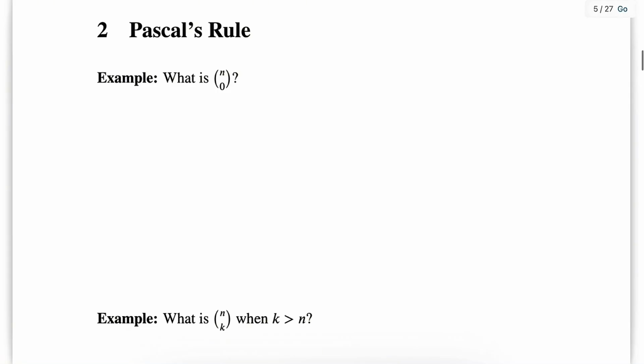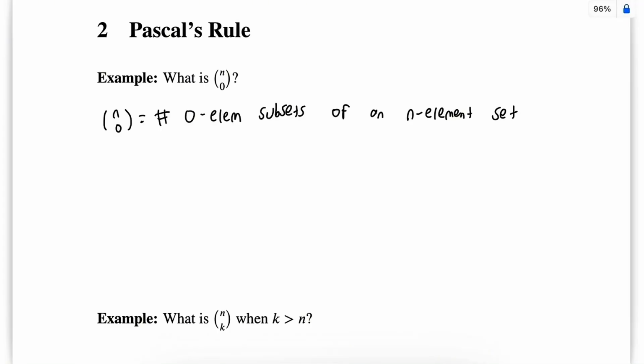Let's jump right in. So first I want to pose a question to you. What is n choose 0? Well, going back to our definition, n choose 0 is the number of 0-element subsets of an n-element set. Okay, so you can imagine we have some set with n elements, 1 up to n, for example. How many 0-element subsets can we derive from this? Well, just 1, right? Just the empty set. So the answer to what n choose 0 is just 1.